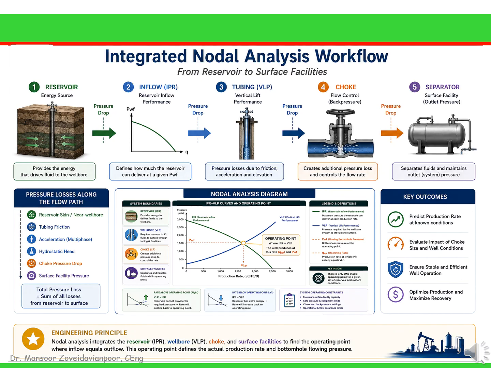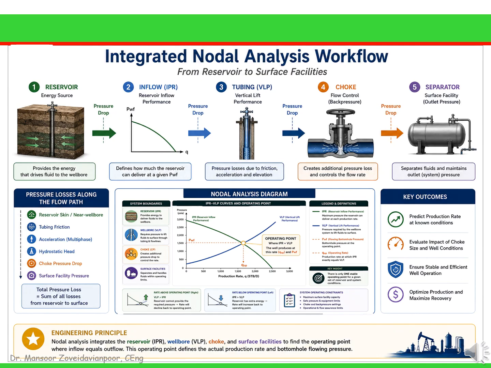Each component affects the next. Change the reservoir, and the inflow changes. Change the tubing size, and the lifting requirements change. Adjust the choke or separator pressure, and the entire pressure distribution throughout the well changes. The production system behaves as one connected system, not as independent pieces. When these components are analyzed together, the operating point emerges naturally.